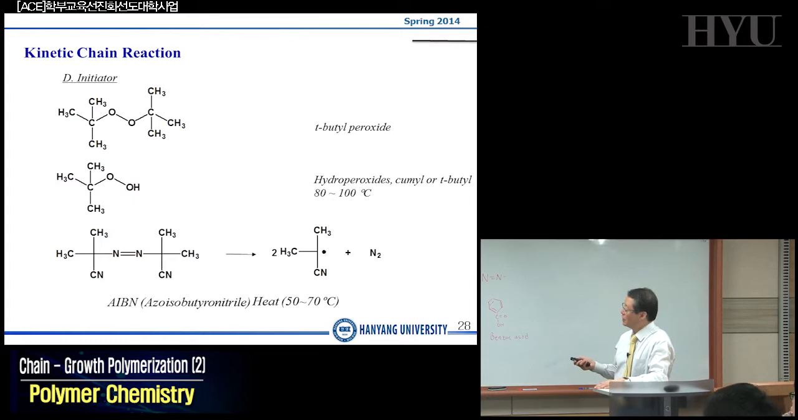We have another initiator called the tertiary butyl peroxide. This is the tertiary butyl group. Okay, tertiary butyl groups with the peroxide, which is called the tertiary butyl peroxide. I have hydroperoxide as well.